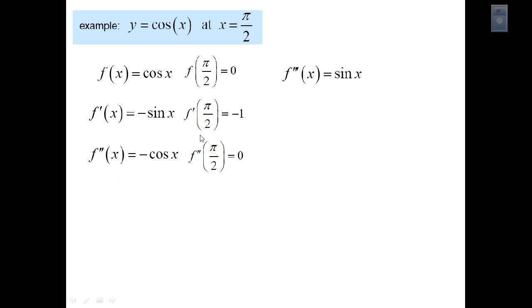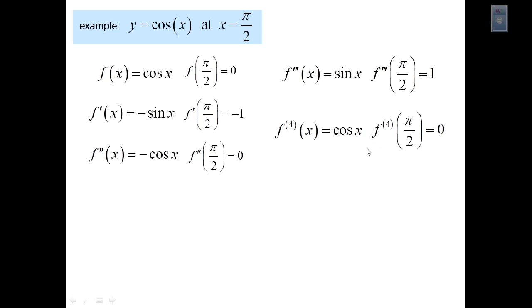And the third derivative is sine x, and the sine of pi over 2 is 1. And the fourth derivative of our function with respect to x is cosine x, and that evaluated at pi over 2 gives you 0 again. So we're finding the approximation of the function we just found the approximation of, but notice we're moving it to pi over 2. It's no longer centered at 0.